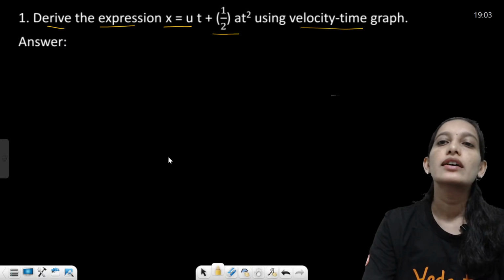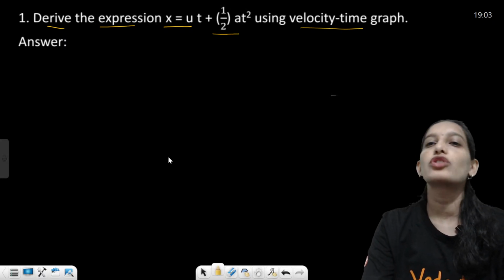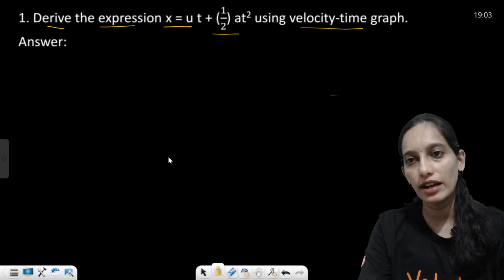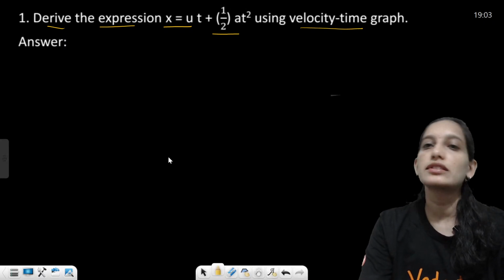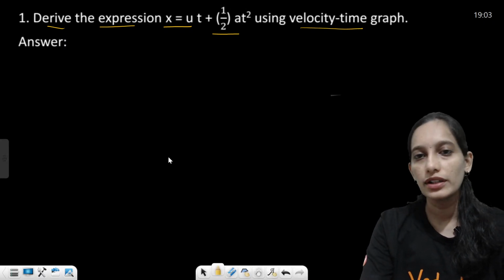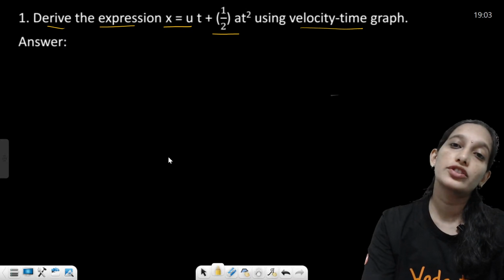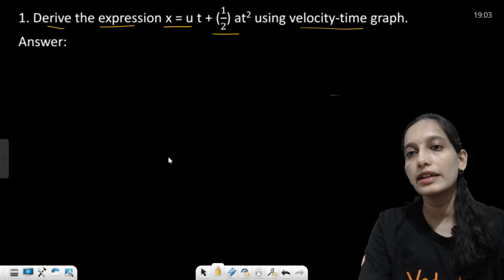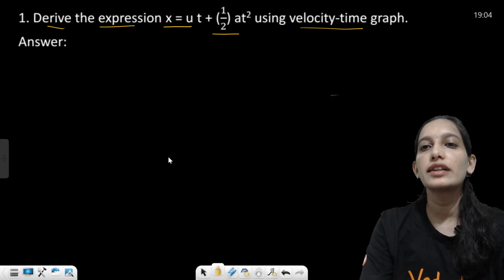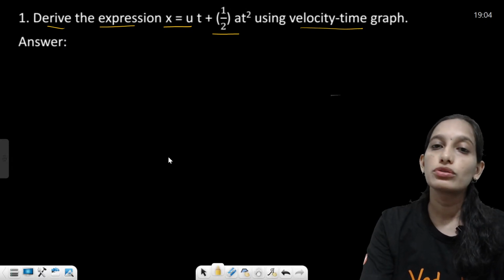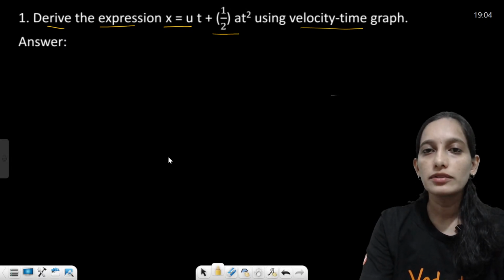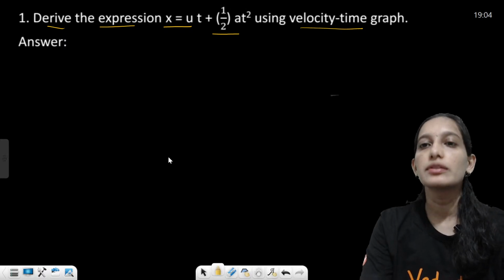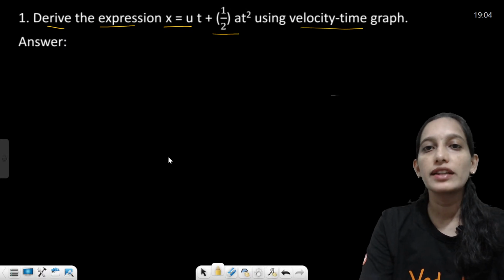If there is a question asked in 2 marks to draw a velocity time or position time graph, if you don't label the axes, they may give you 0. Though it is a 2 mark question, your nature of the graph might be right, but if you don't label the axes, what is there on the x-axis, which quantity is there on the y-axis, you're going to lose the entire marks. So learn all these basics which are very essential.